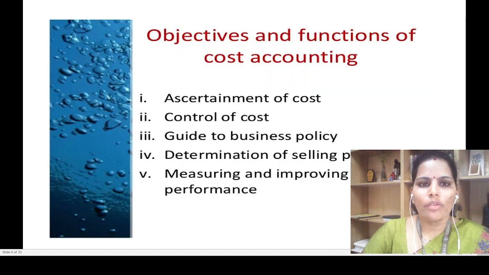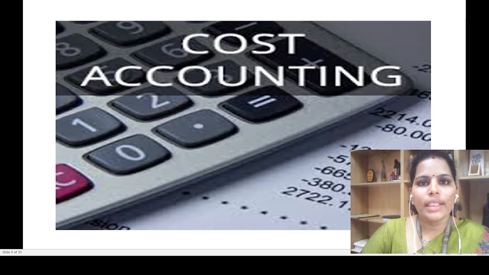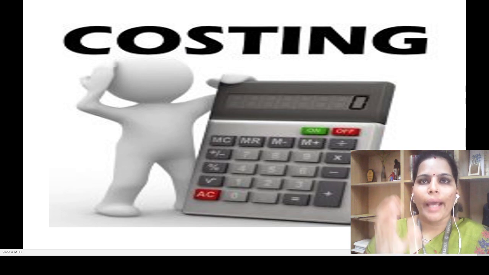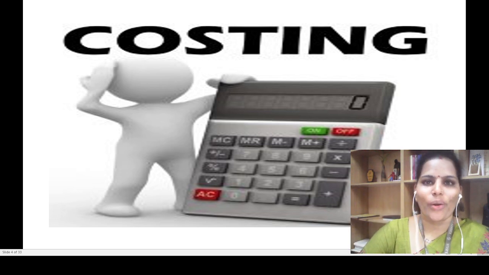So what is the meaning of costing and cost accounting? Costing is nothing but calculating the cost of the product. For example, I spent 10,000 rupees for the material, 5,000 rupees for the labor, and 5,000 rupees for the tools. Now the total cost is 10 plus 5 plus 5, equal to 20,000. Correct. So the calculation process is called costing.